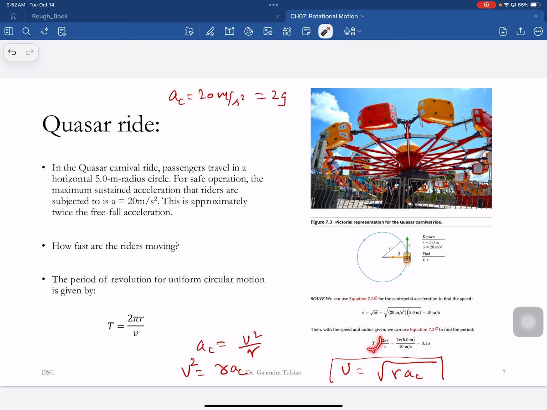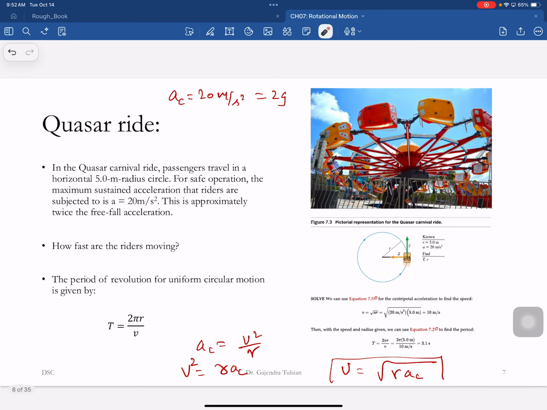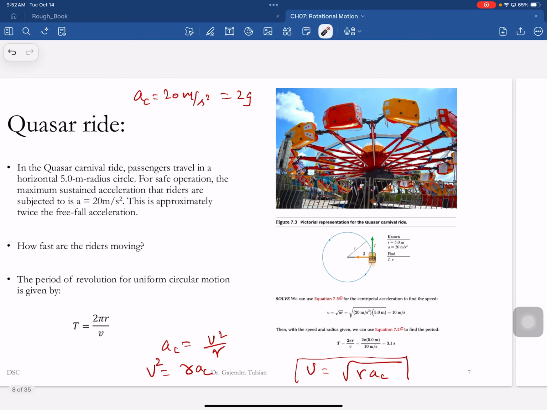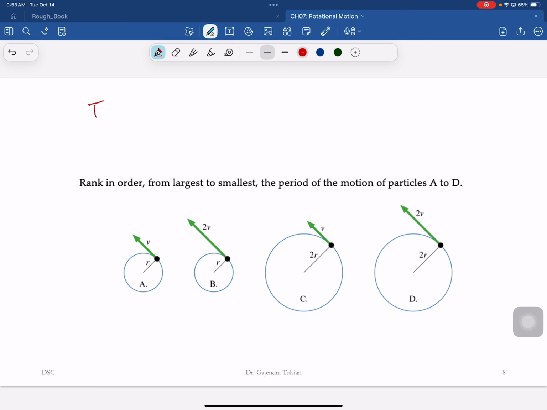This is the period, how long it takes for you to go around the circle once. 2 pi r is the circumference of the circle, and that's your speed. So it takes you about 3 seconds to go around that circle. That's what that is saying. All right, so we'll do a couple of things with these diagrams. The period is 2 pi r by v, and the centripetal acceleration is v squared by r.